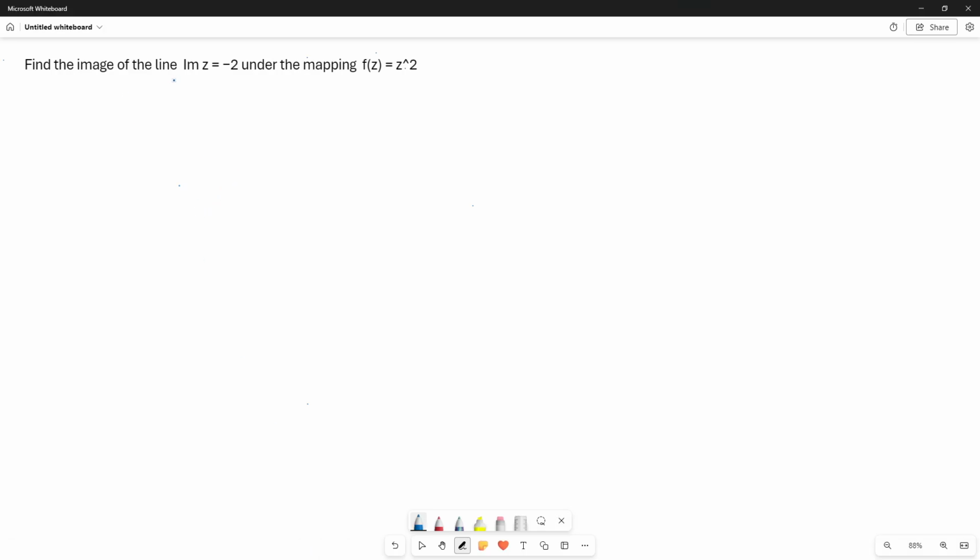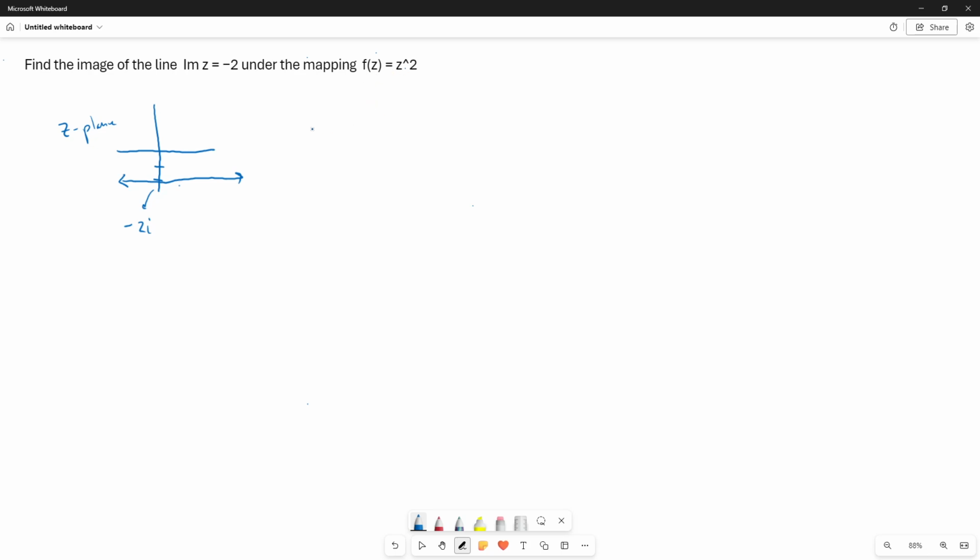We would like to find the image of the line imaginary part of z equals -2 under the mapping f of z equals z squared. So imaginary part of z is equal to -2. So that would be this line here, this horizontal line that goes through the number -2i in the z-plane.